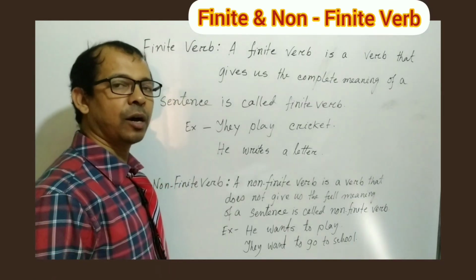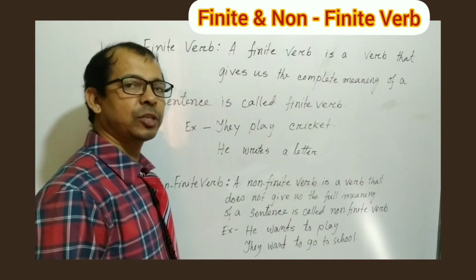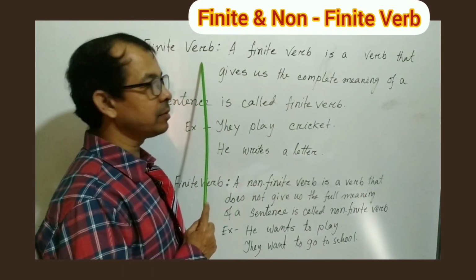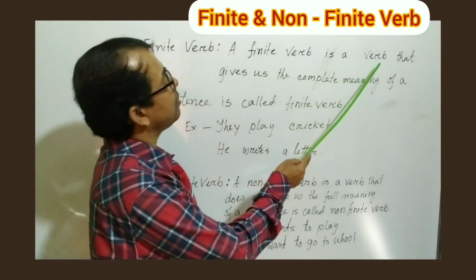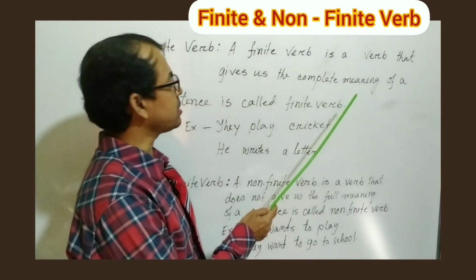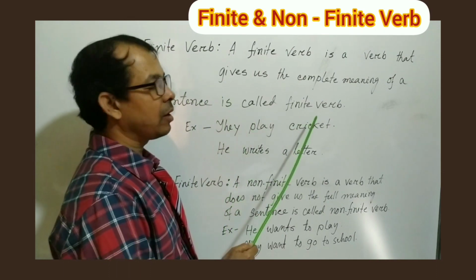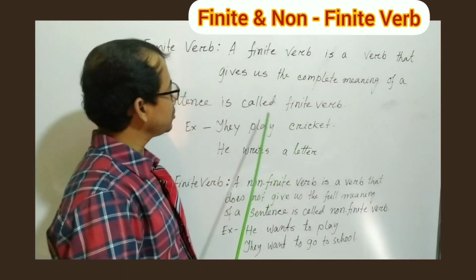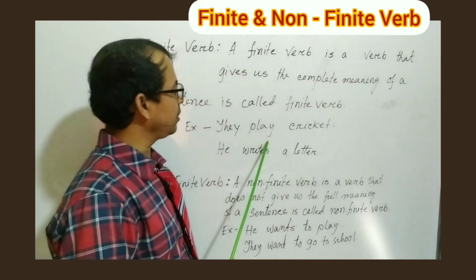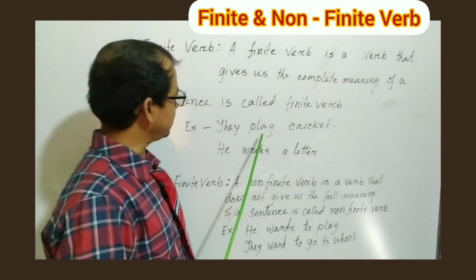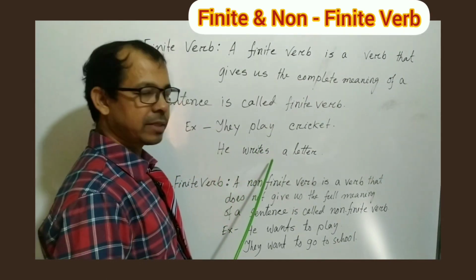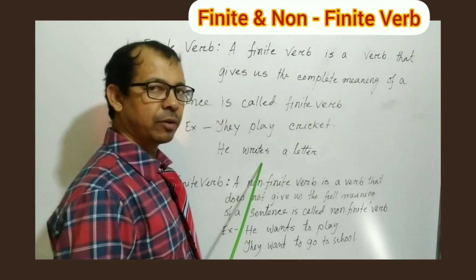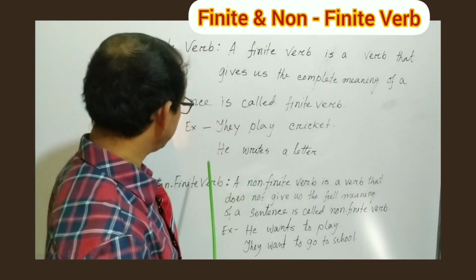My dear student, now we'll learn the definition of finite and non-finite verb. Okay, my dear student. So finite verb. A finite verb is a verb that gives us the complete meaning of a sentence. Is called a finite verb. As for example, they play cricket. So here play is finite verb. It gives us the complete meaning of this sentence. And another sentence, he writes a letter. So here writes is finite verb and it also gives us the complete meaning of this sentence.